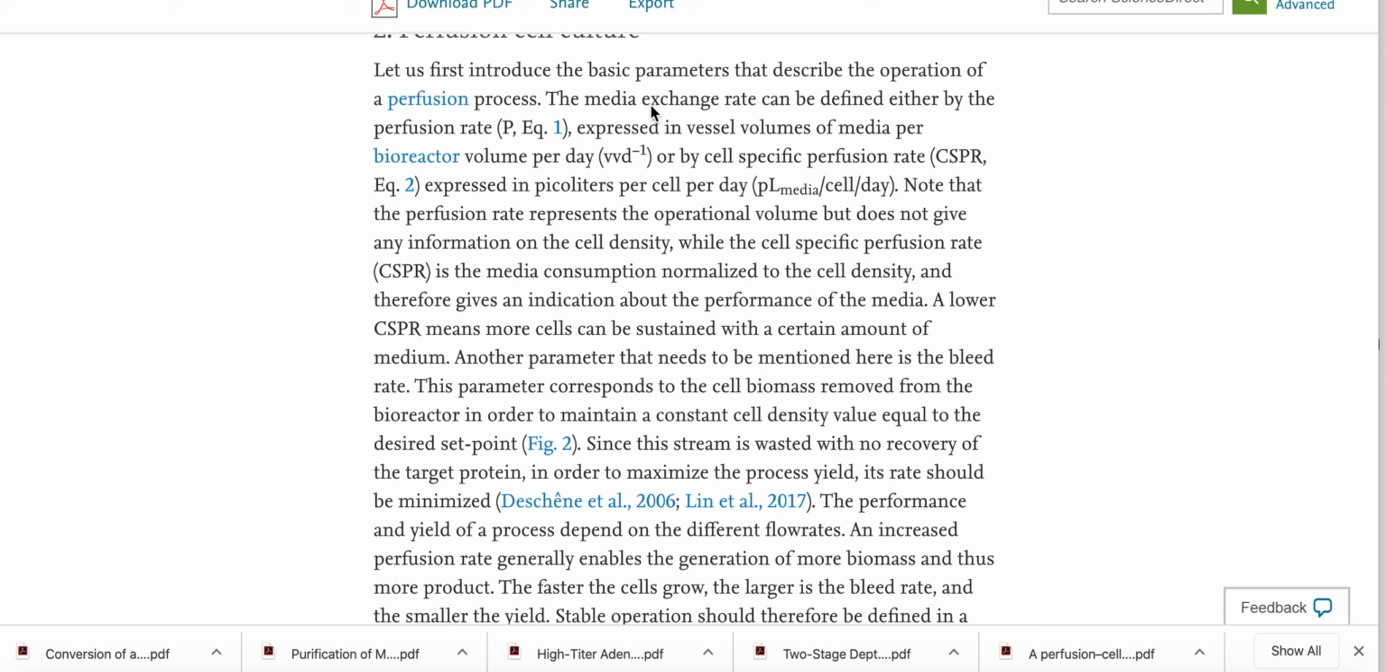Expressed in picoliters per cell per day. Note that the perfusion rate represents the operational volume but does not give any information on the cell density, while the cell specific perfusion rate is the media consumption normalized to the cell density and therefore gives an indication about the performance of the media.